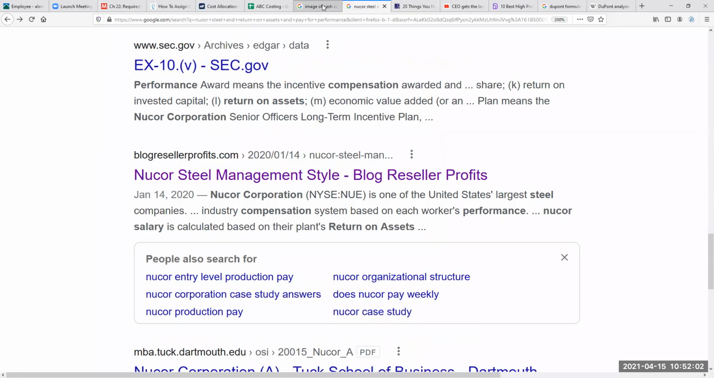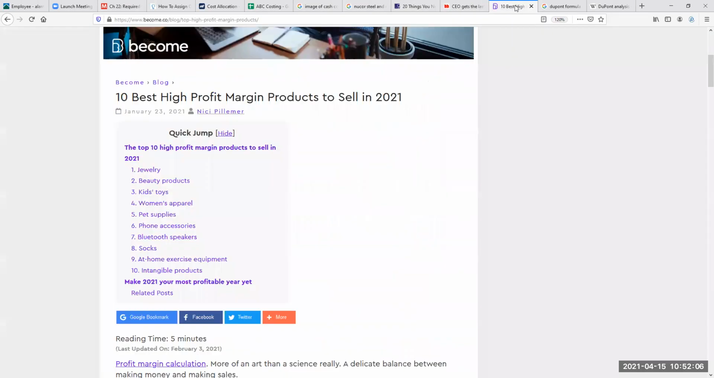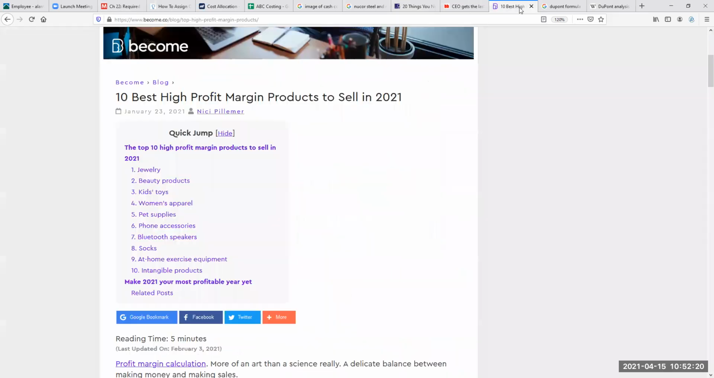Where is it at? Oh, right here it is. Finally found it. What are the most high profit margin items to sell? So we'll figure this out in a minute, but I wanted to show you. Number one, jewelry. Beauty products. So in this problem we're doing, here's jewelry and cosmetics. Why are they good? Right here, they have high profit margin. And if you don't know what profit margin is, we'll calculate that.